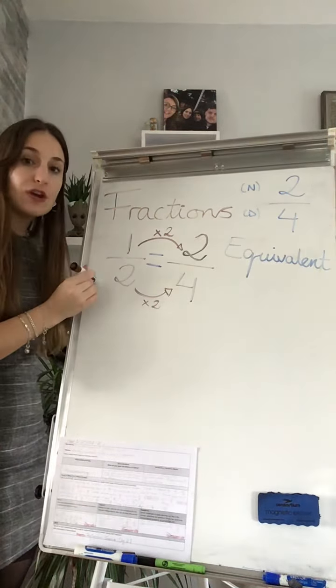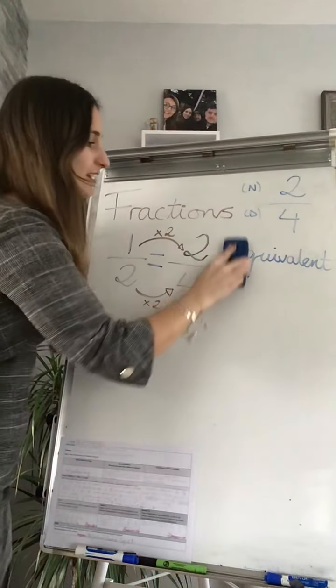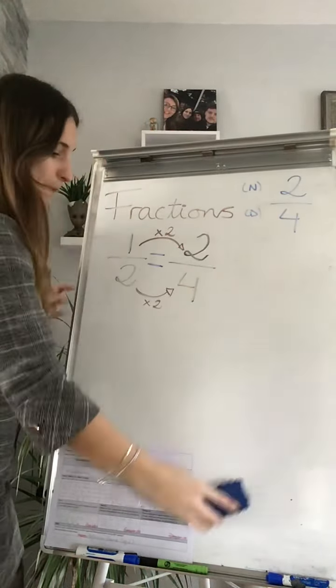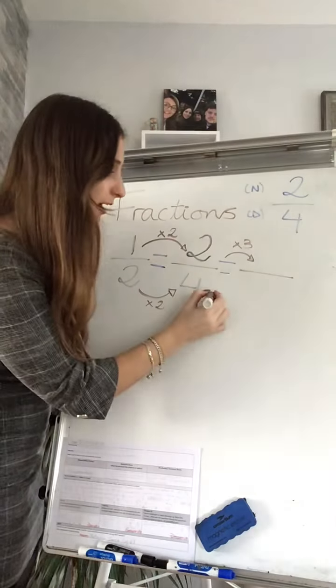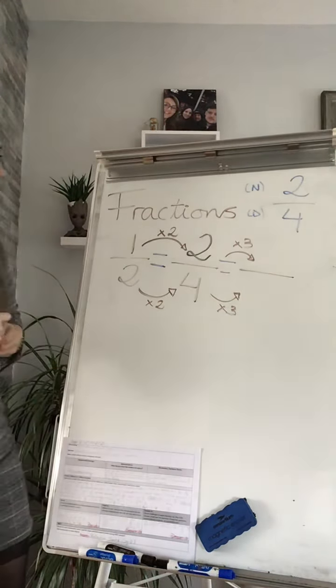Do you think that you are able to find the next equivalent fraction? Can you do it? This time, I am going to times my fraction by 3. I timed it by 2. Now I'm going to times it by 3. And because I'm timing my numerator by 3, I'm going to times my denominator by 3 as well. Do not think about timing this one, okay? Let's times the first number.